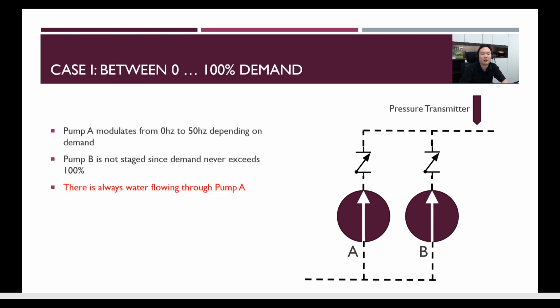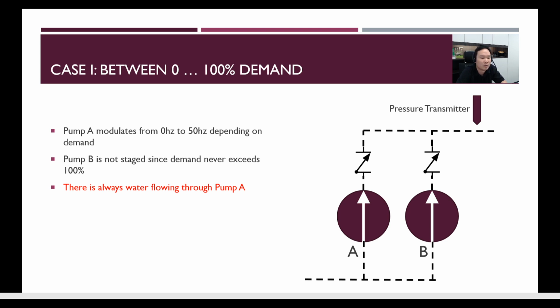Next, case number 1, between 0 and 100% demand. Everything is fine. Sky's calm, sky's blue, sea's calm. Pump A modulates from rest to 50 Hertz depending on the demand. The demand is measured by the pressure transmitter. When there is a demand, pressure drops, and pump A ramps up. Since the demand never exceeds 100%, pump A is fully capable of catering to the system all by itself. Pump B is not staged since demand never exceeds 100%.